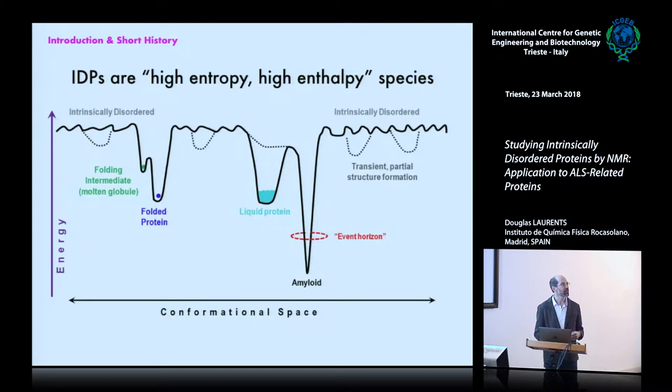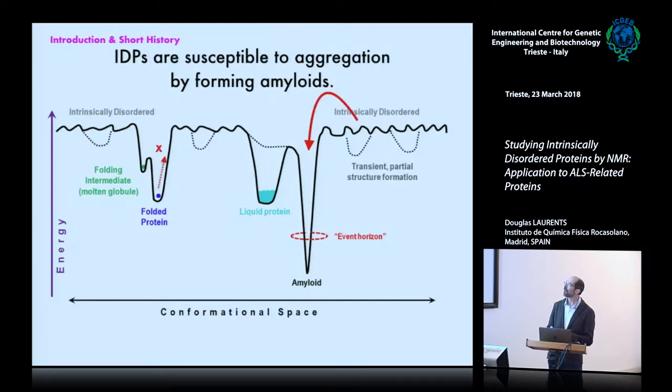So we can think of the intrinsically disordered proteins as high entropy, high enthalpy species. So they're up here on the top of an energy diagram. Okay, the folded protein is in an energy well, but we also have energy minima for liquid proteins and for amyloids. Amyloids are very, very stable. A folded protein has a hard time coming out of this energy well to become amyloid. It's in an energy well. But because the intrinsically disordered proteins are high energy species, they can tend to fall into this trap and become amyloid. They have a tendency to form amyloid because they're not in a folded state.